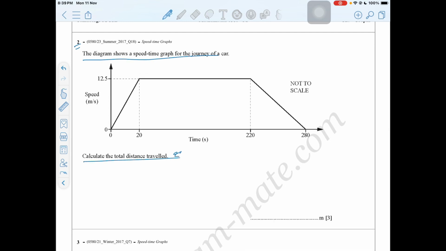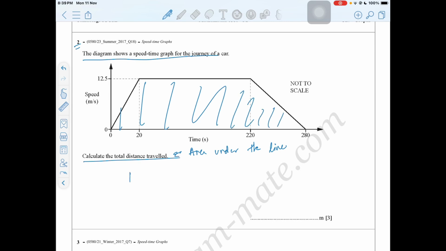For the total distance traveled, we need the area under the line. The whole area is to be calculated. So this is basically a trapezium. That would be 1 over 2. We have our height as 12.5. We have the sum of parallel sides. This is 280, and this is basically 220 minus 20. That would be 200.